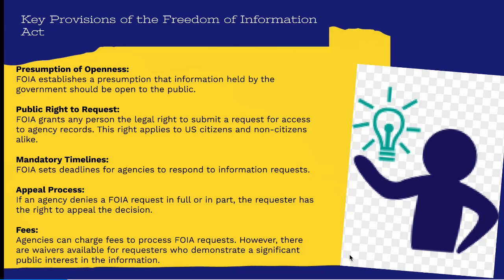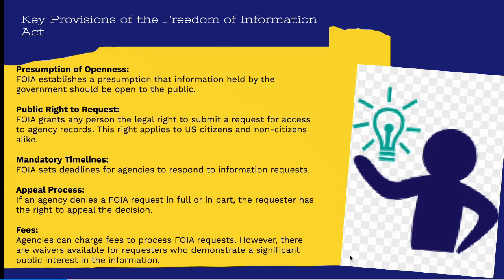The key provisions of the Freedom of Information Act are a presumption of openness. That means that unless it is specifically called out as a piece of data that should not be allowed to be accessed by the public, it should be open to the public. That the public has a right to request.